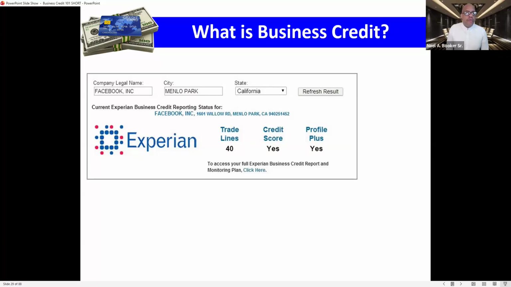Now let's go over what a trade line is. A trade line is when you get a credit account from a business, right? So now you can buy something on credit. You buy something on credit, then you get the item, but you haven't paid for it yet. They give you an invoice and tell you when to pay it, right? So when you pay it, this company sends a report to the business credit reporting agencies, and they put this on your credit profile.